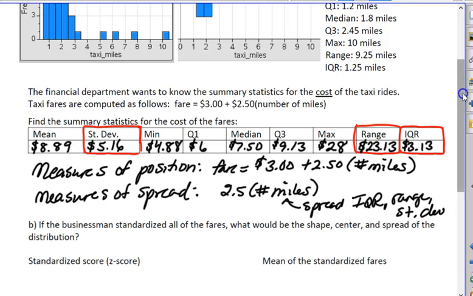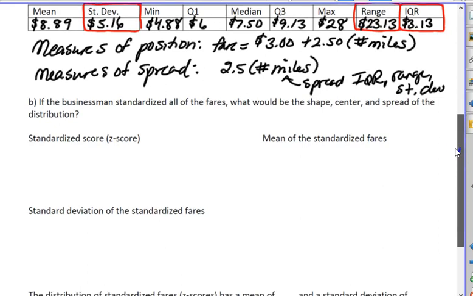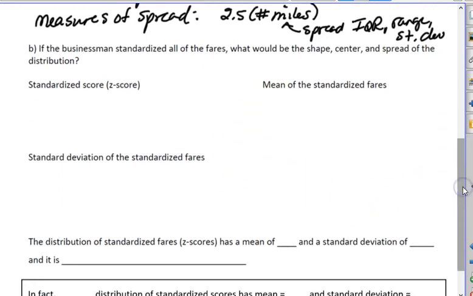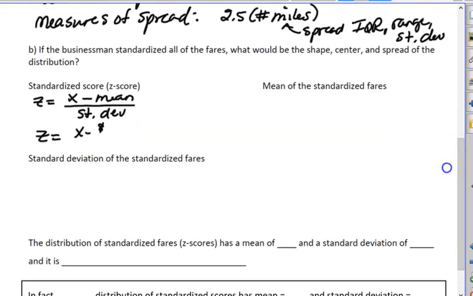Now, this is leading us to an important conclusion here. We're going to talk now about standardizing scores. So when we standardize all of the fares, what would be the shape, center, and spread of the distribution? Well, standardized scores are z-scores. A z-score is computed by taking a data value, which I'll represent by x, subtracting the mean of all the data, and dividing by the standard deviation. So in the case of the fares, z is going to equal x minus $8.89 divided by $5.16, which is the standard deviation.